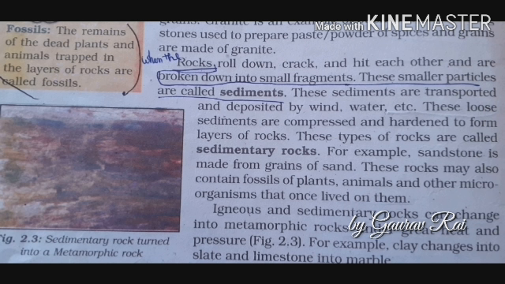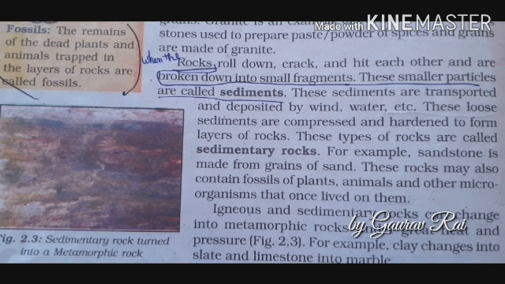For example, sandstone is made from grains of sand. These rocks may also contain fossils of plants, animals, and other microorganisms that once lived on them. Sandstone, you have seen sandstone, that is from grains of sand. These rocks may also contain fossils of plants. You can get the fossils of plants, animals, and other small organisms that once lived on them.